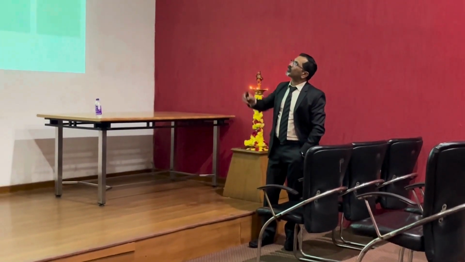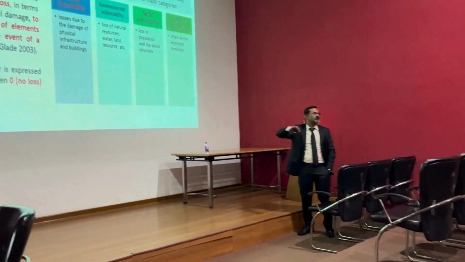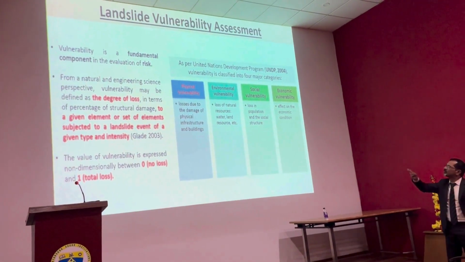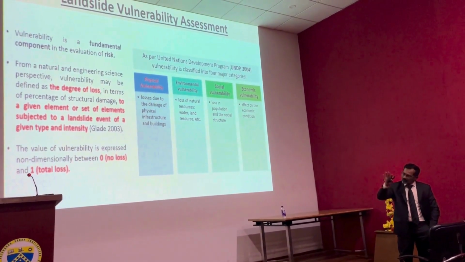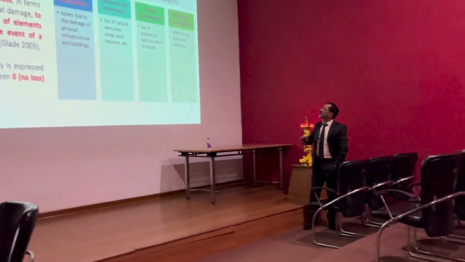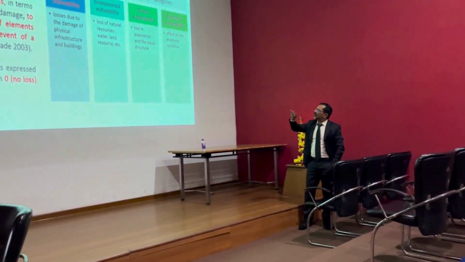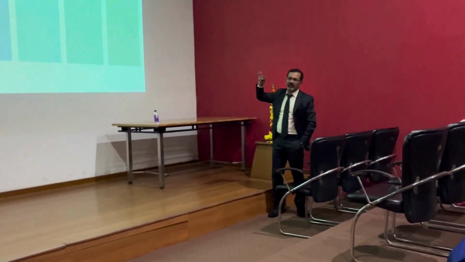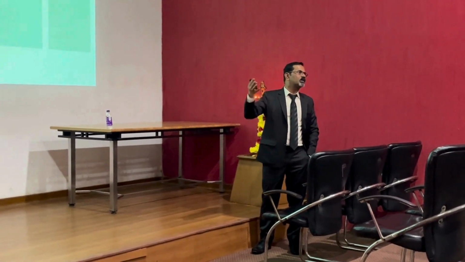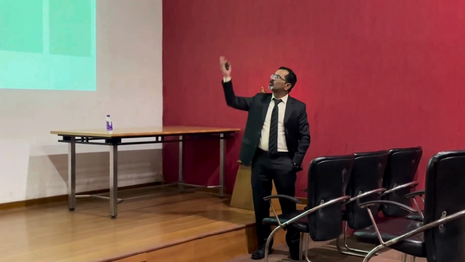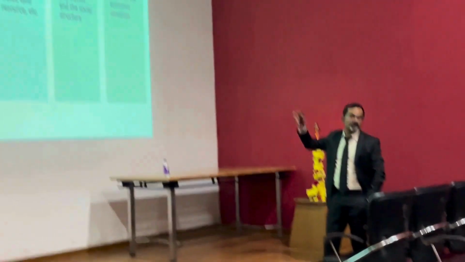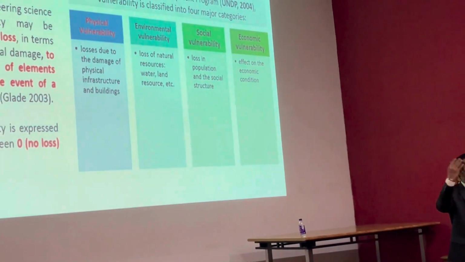So the vulnerability, we have 4 categories. Any infrastructure, here I will take example of a building infrastructure. So the physical vulnerability of that particular infrastructure, losses or damage to that structure. Then environmental vulnerability, that is loss of natural resources like water, land resource like Joshimath. There are environmental vulnerability also, because we lost many land resources, though we had physical vulnerability also. Then social vulnerability, loss in popular social structure. It made our mindset imbalance.